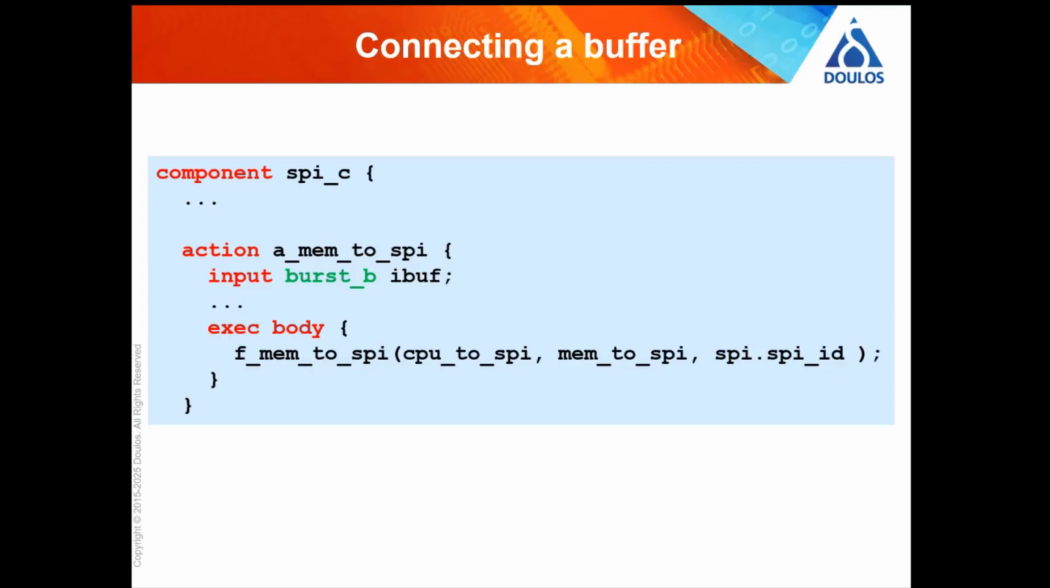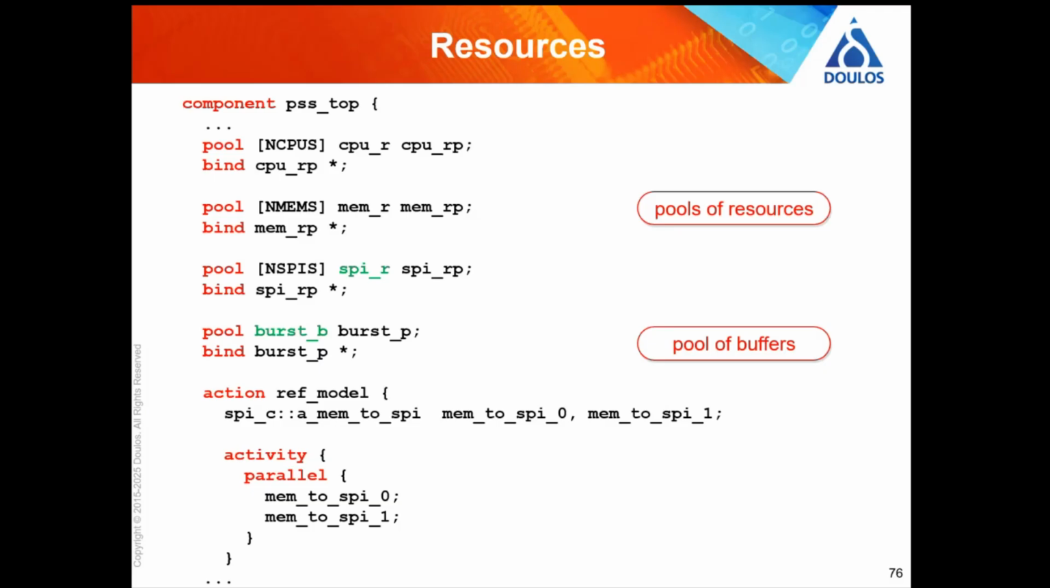And so then we've got our top level. Here's our top level. And there's loads more code than this. I'm just giving you a taster. And we've got something called a pool. N CPUs is just a constant, the number of CPUs we've had. N mems is the number of mems. N SPIs is the number of SPIs. A pool is a bunch of resources.